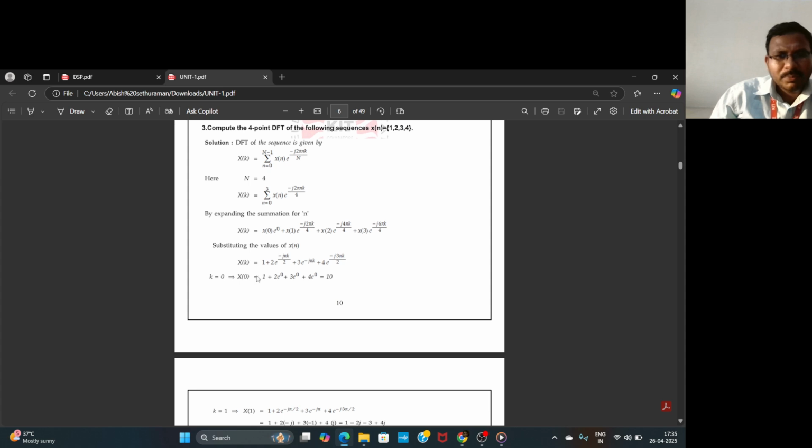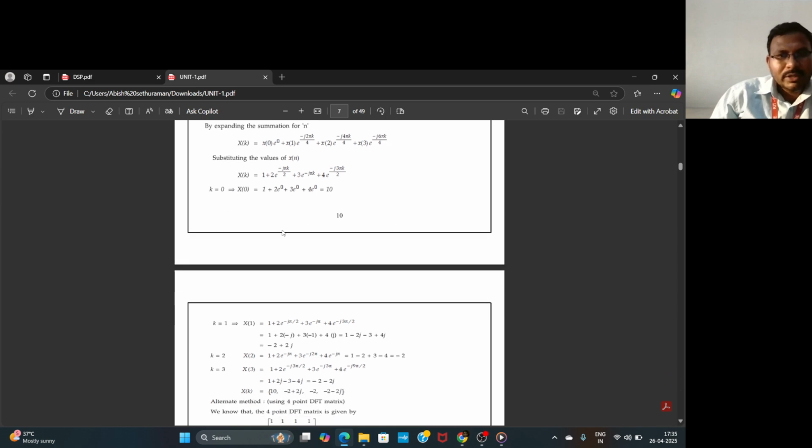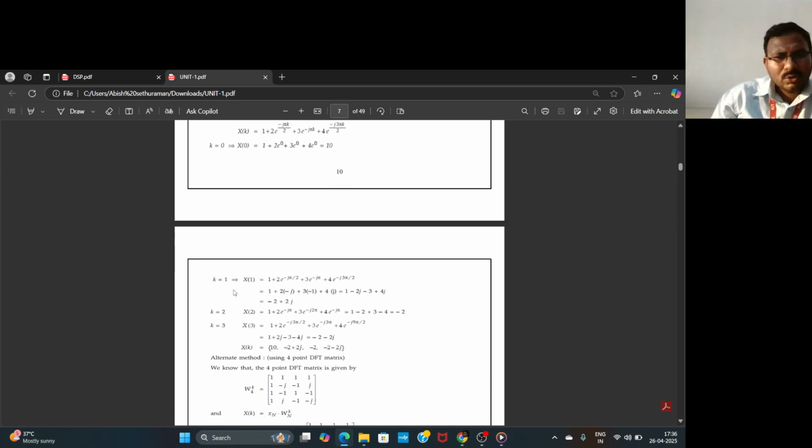Then we expand that based on the values k equal to 0, 1, 2, 3. For k equal to 0, we substitute into the general equation. The obtained answer is 10, because e power 0 value is 1, so we directly add the given data. Then next we substitute k equal to 1.